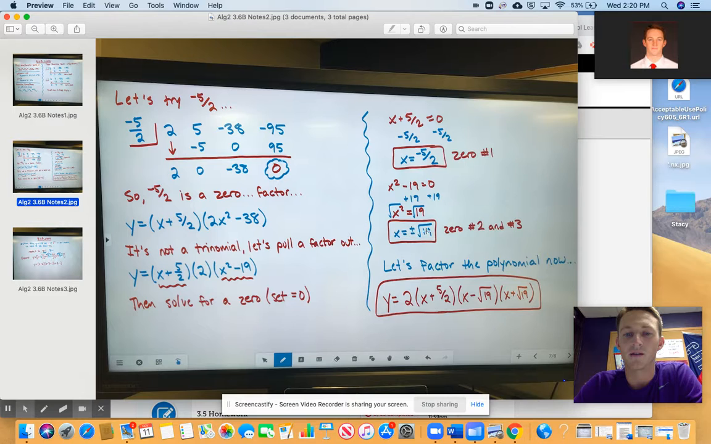So for the positive square root of 19, it's going to be x minus the square root of 19. And then for the negative, it's going to be x minus negative square root of 19, which is a double negative, so it's actually x plus the square root of 19. Another way to think about it, you just flip the sign in front of it, right? So negative 5 over 2 is a 0, so we flip that sign to a plus, and then same thing on these two.